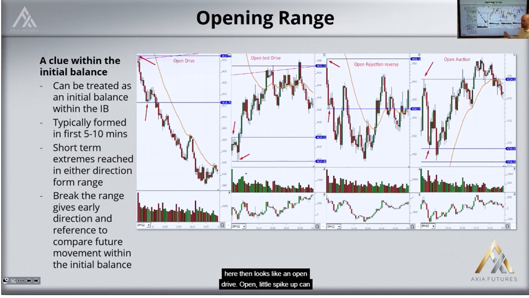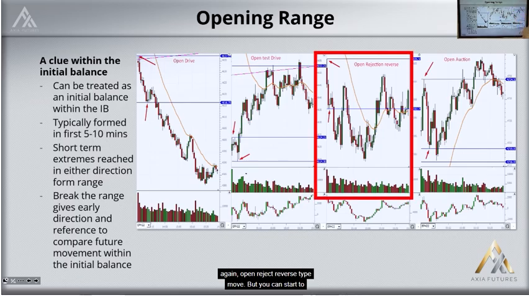Here then, looks like an open drive. Open, little spike up forms the top, drop down, bounce, and so again, like the open drive, we traded down, we bounce. At this point, you say, right, there's my opening range, established within about 3 minutes, and then it breaks. So here, you can look at that and assume that this could be another open drive. And it's only when you come back inside, and clearly you'll be wrong and stopped out if you play this, you come back inside, now it's looking like an open reject, and then it reverses again, open reject, reverse type move. But you can start to establish this quickly just from that opening range.